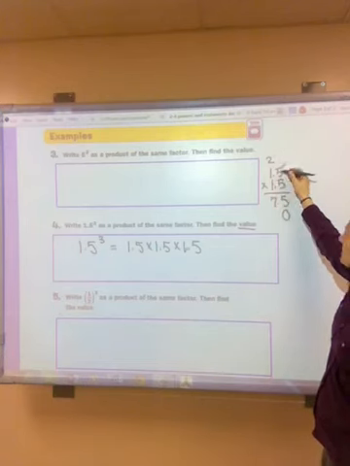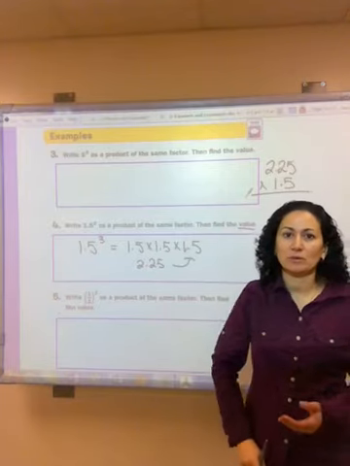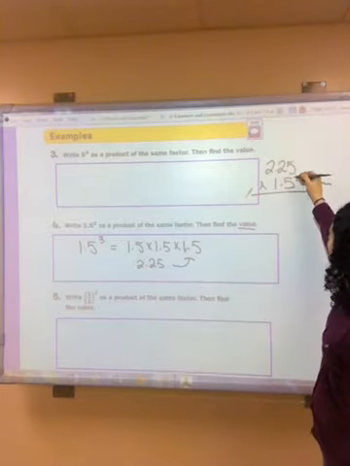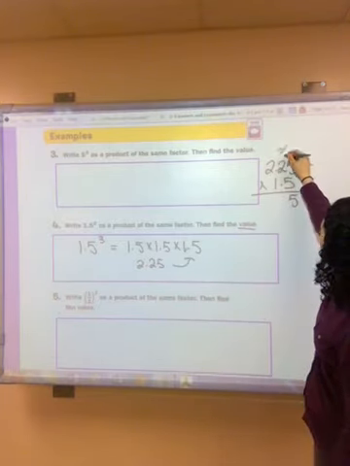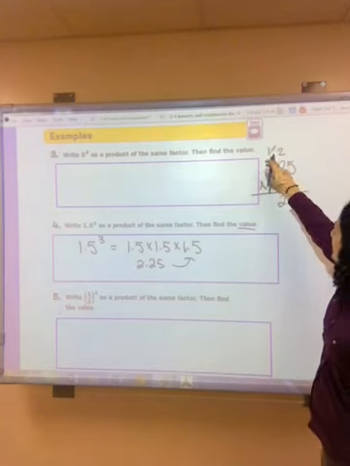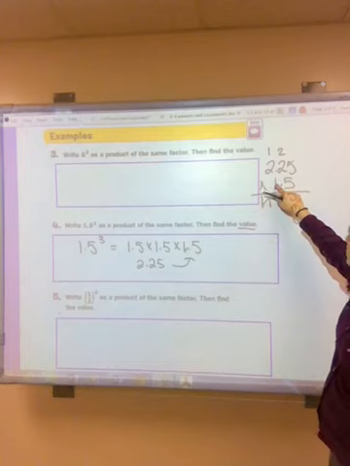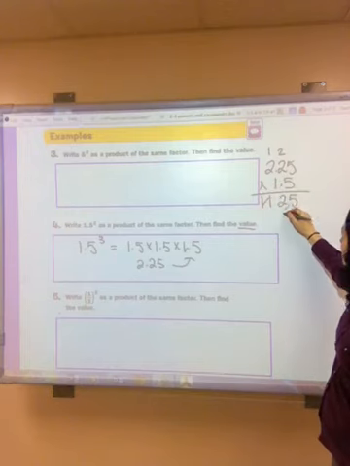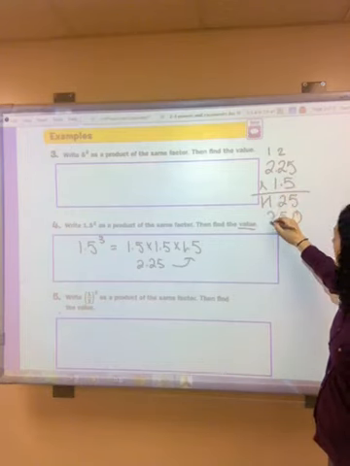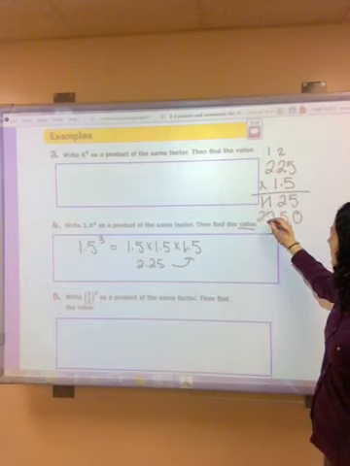2.25 multiplied by 1.5. You do not need to line up the decimal when multiplying. 5 times 5 is 25. 2 times 5 is 10, plus 2 is 12. 2 times 5 is 10, plus 1 is 11. Now I put my 0, multiply everything by 1. 1 times 5 is 5. 1 times 2 is 2. 1 times 2 is 2.